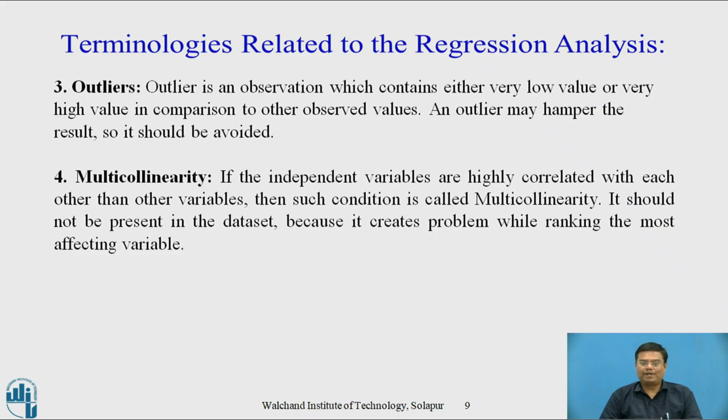Third one, it is the outliers. An outlier is an observation which contains either a very low value or a very high value in comparison to other observed values, as an outlier may hamper the result. So outliers in that particular regression analysis we have to avoid.